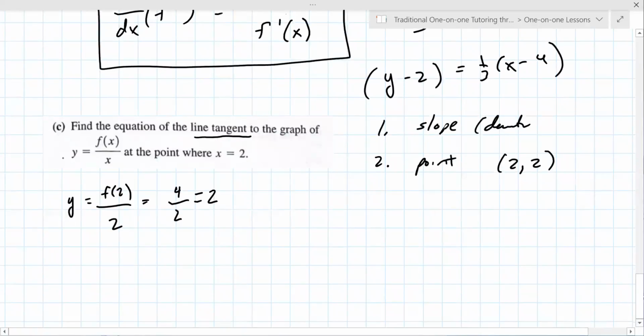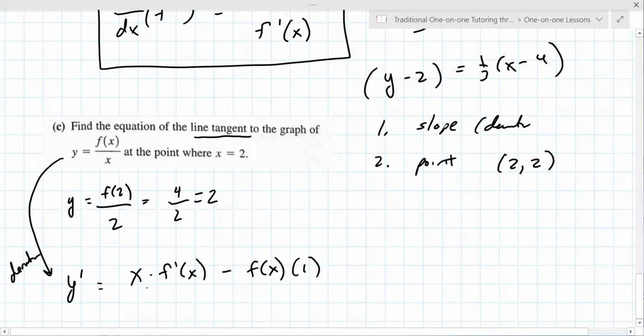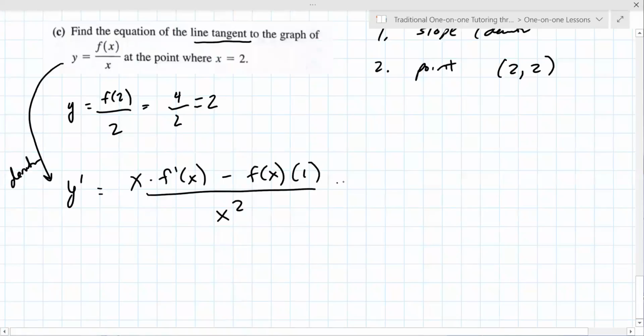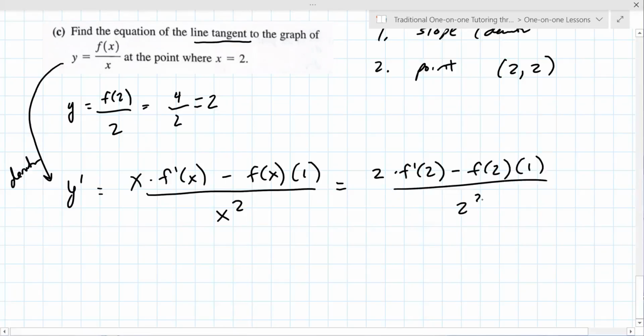To get your slope, you have to take the derivative of this. And this is quotient rule. So it's bottom times the derivative of the top minus the top times the derivative of the bottom over the bottom squared. Yikes. Okay. So again, maybe out of scope for what you guys are doing. But it is doable. So your x value is 2. So it's 2 times f prime of 2 minus f of 2 times 1 over 2 squared.